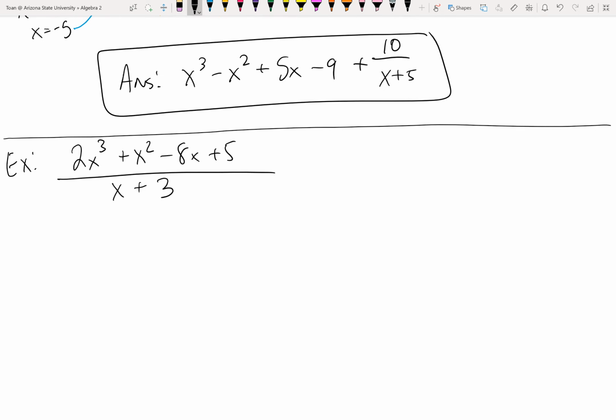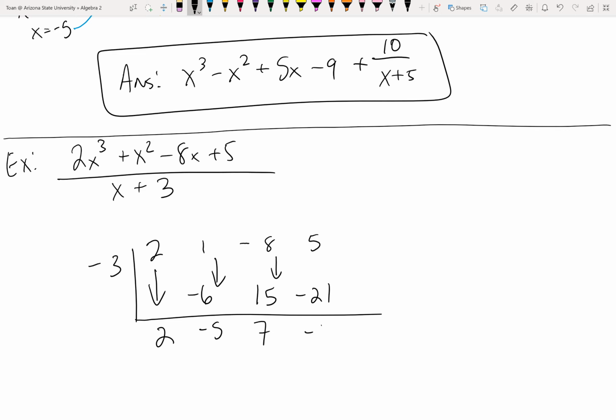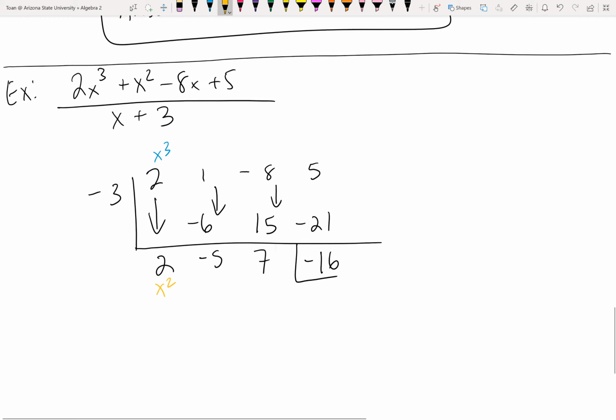Here we go. So I'm going to set up my L bracket. 2, 1, negative 8, 5. Nothing was missing, so I didn't have to do any zeros. I'm dividing by x plus 3, so his 0, or the root, would be negative 3. Bring down the 2, multiply, add, negative 5, multiply, 15, add, that is a negative 7, actually positive 7, multiply, negative 21, this would be a negative 16. Our original problem started with x cubed, so this guy here will start with x squared. So there's our answer.